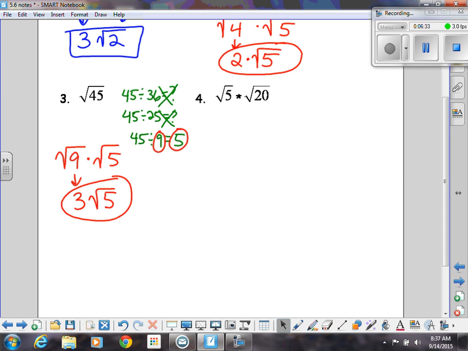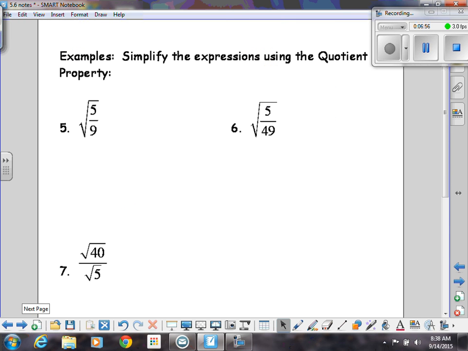And then in this other number 4 example, again, square root of 5 and square root of 20, those are not on my square root list. But if I multiply those together, I get square root of 100. That one's on my list, so the square root of 100 is simply 10. And I don't have to do anything else to that. So now we've used the product property on all of those. Let's look at some with the quotient property.